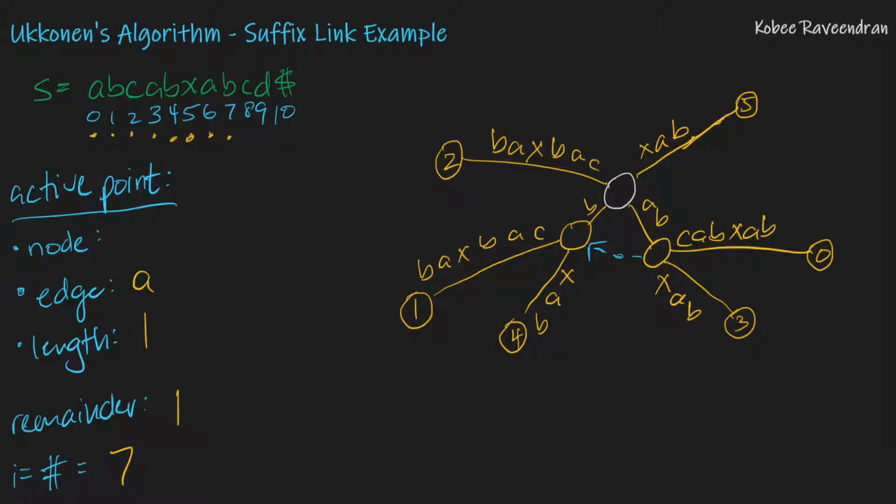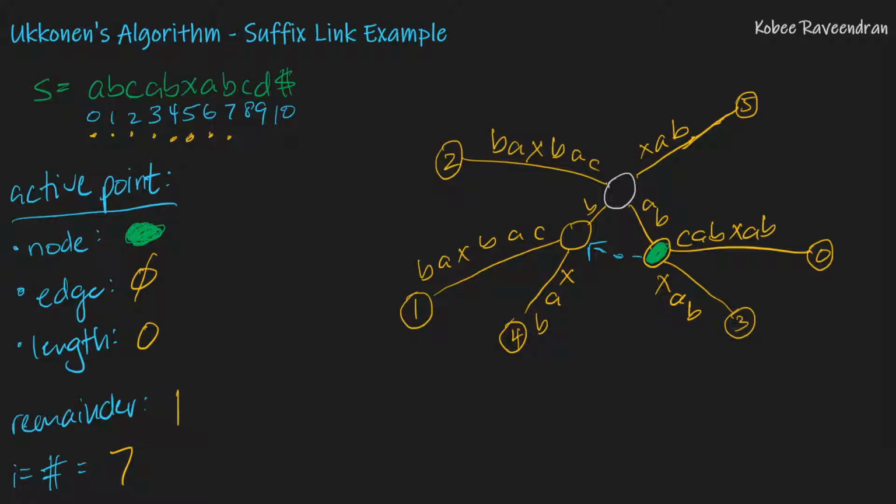to be, I guess I can color code this. So I'll say green is this node right here. So this is our new active node. Let's color that right here. And our new active edge will just be null because we're actually just at the node. So our new active edge will be null, and the new active length will be 0. So this green node right here is our new active point after that.